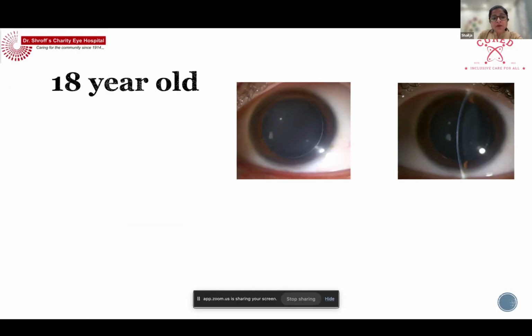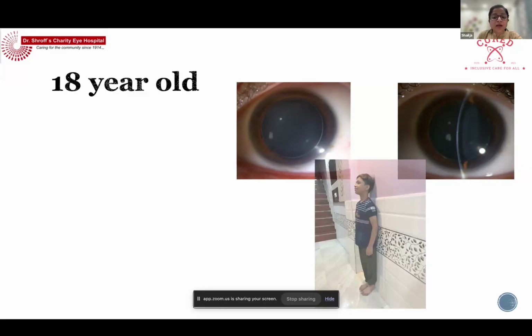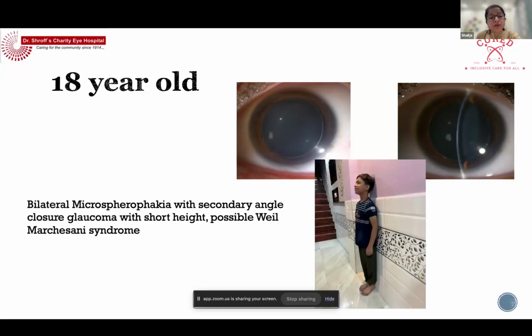and if you add those to the report, you may get a better outcome from the genetic test. Coming to this third case, it again kind of connects the two cases. This is an 18-year-old boy with short height and microspherophakia. He also had secondary angle closure glaucoma. So we were thinking of Weill-Marchesani syndrome.